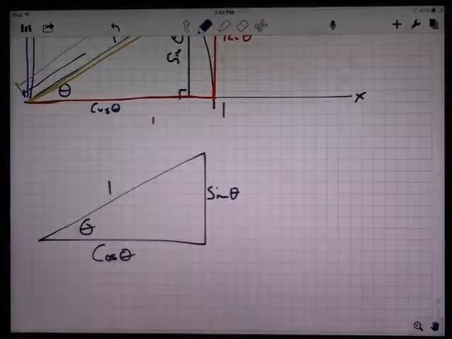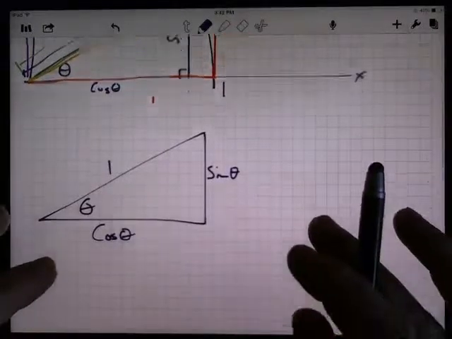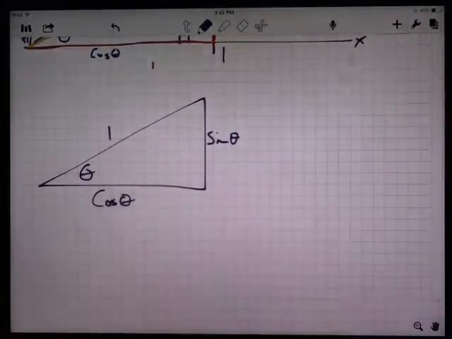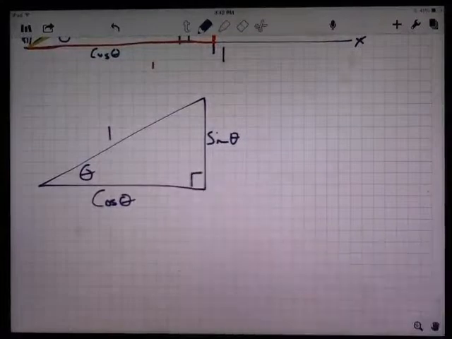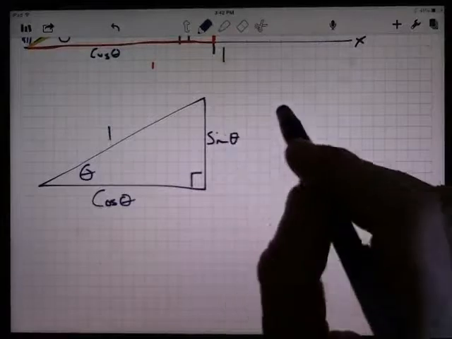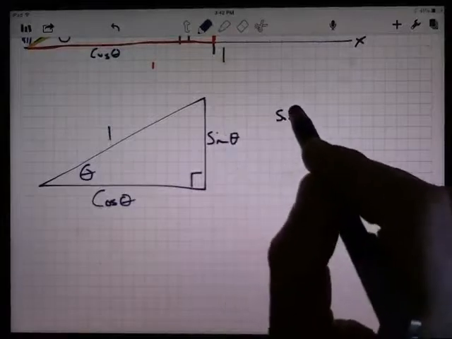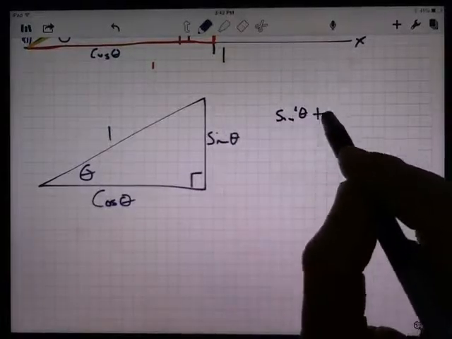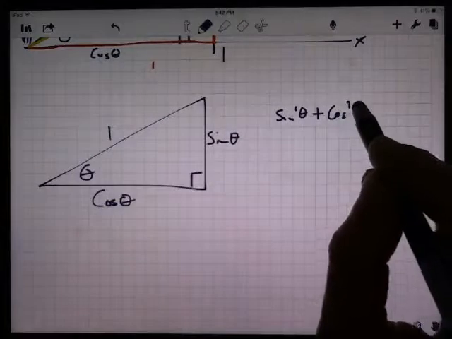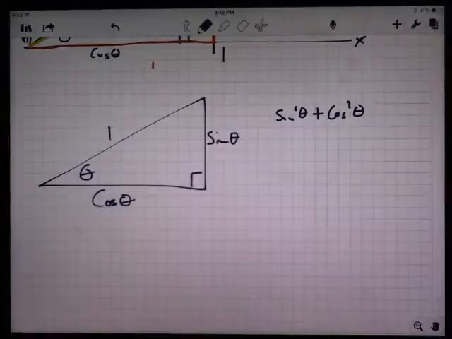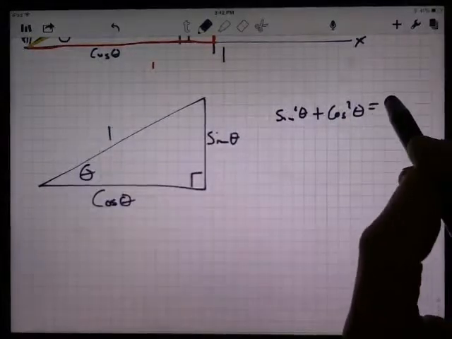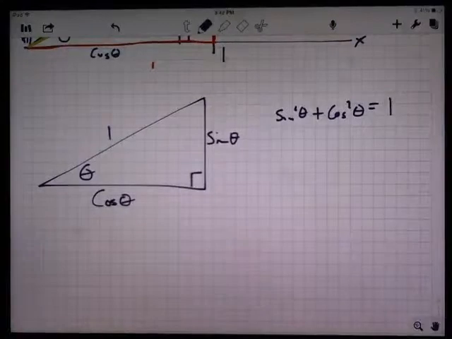What are some things that this tells me? There are some basic identities here that this triangle just makes apparent to me. One is the Pythagorean theorem: if I take the side length of sine and square that, and add to it the side length of cosine theta squared, then that's going to be the square of the hypotenuse. Well, 1 squared is just 1. Right? There's the Pythagorean relationship.